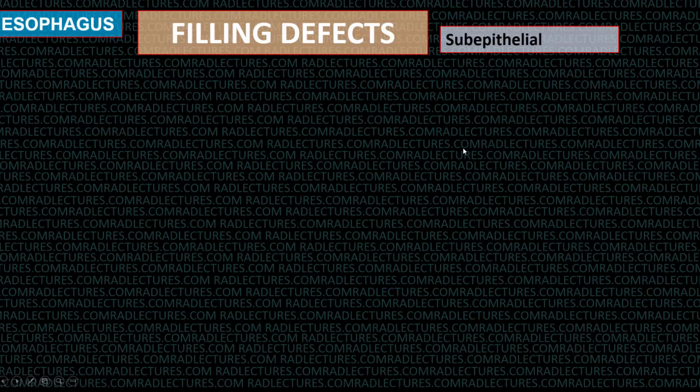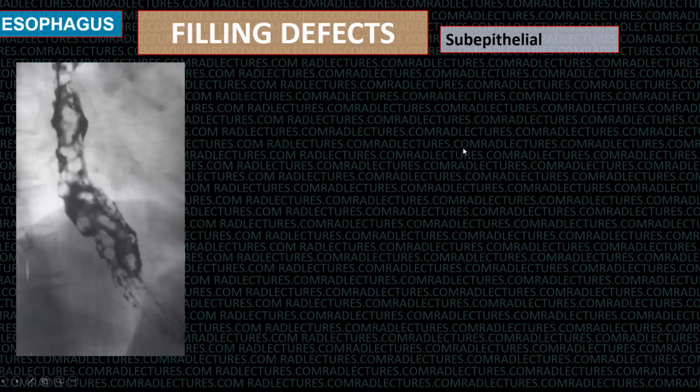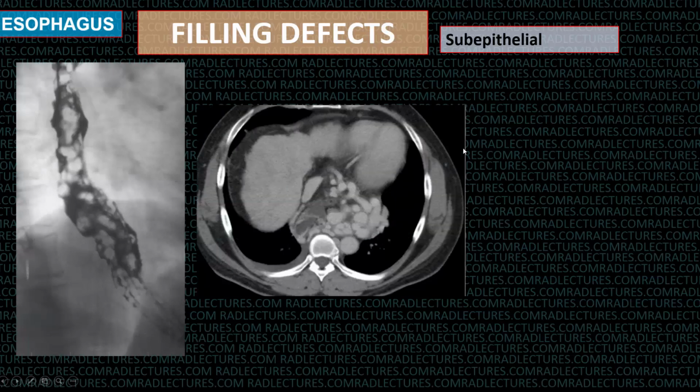Subepithelial filling defects can be caused by varices. You will very rarely see them nowadays. They are mostly seen on CT, but they appear like multiple nodules. And actually, if you follow them, you can connect them into these tortuous vessels.